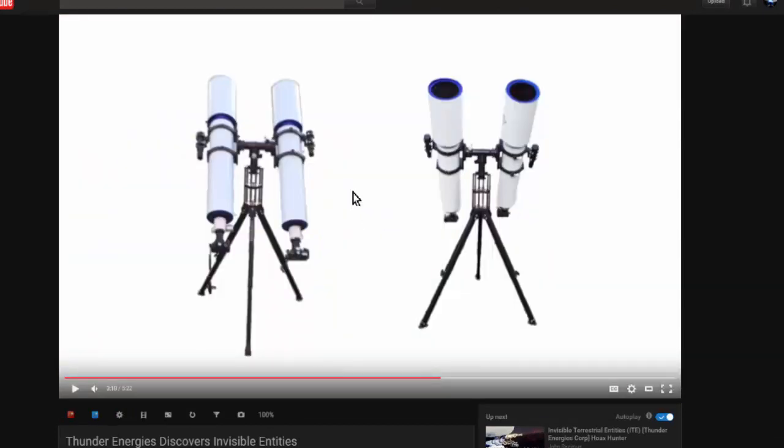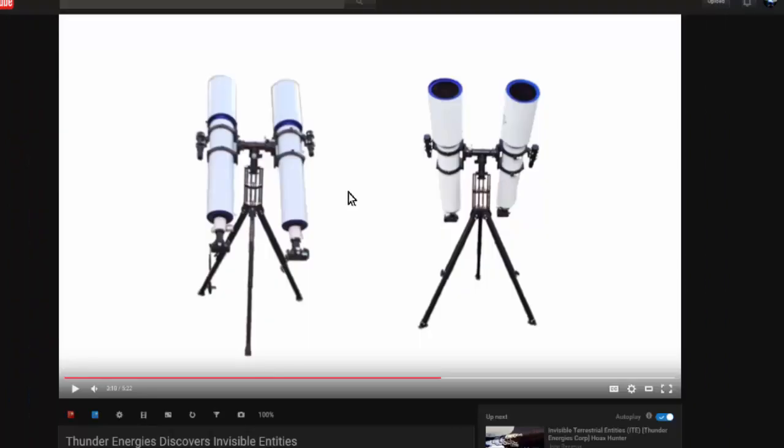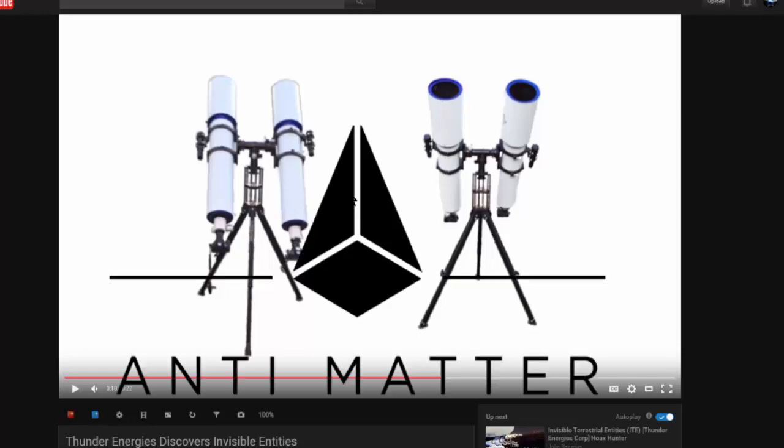All right, now, if you believe you can view antimatter through these telescopes, you are out of your fucking mind. It simply doesn't work like that. That's not how it's done. We need a giant observatory to see into deep space, let alone to see antimatter. You can't even use a lens. It's a complete negative charge of matter. It's the exact opposite. So it's not going to have light. Antimatter is a complete opposite. It's not going to even be solid.